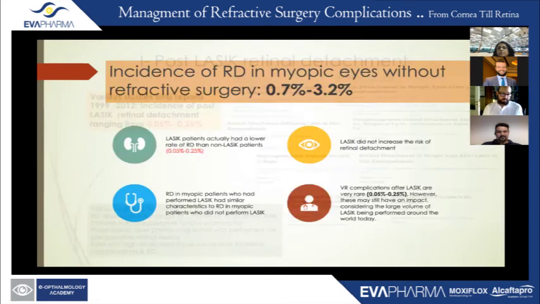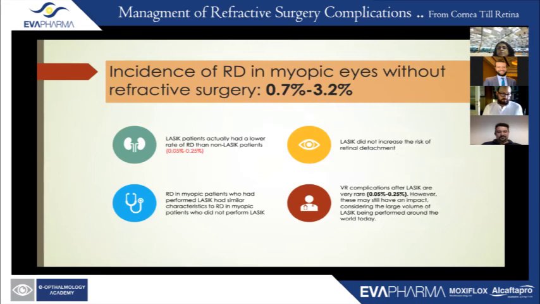As we know, the incidence of retinal detachment in myopic eyes ranges from 0.7% to 3.2%, and as we study the results of the previous reports, we may conclude that LASIK patients actually had a lower rate of retinal detachment than non-LASIK patients. LASIK did not increase the risk of retinal detachment. And the retinal detachment developing in myopic eyes that had LASIK shares the same characteristics as retinal detachment in myopic eyes that did not have any kind of surgery.